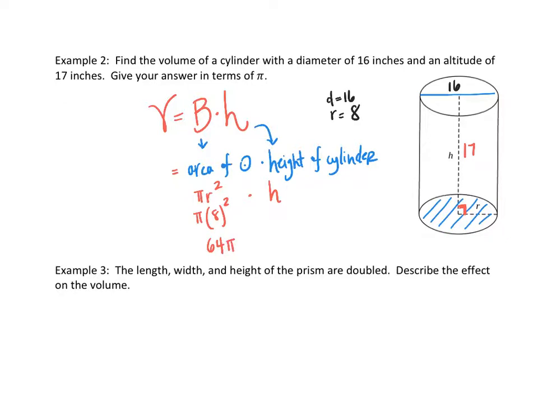So you've been finding area for several sections. So you're not doing anything different. You're still finding that two-dimensional area. And then you're going to multiply it by that third dimension, the height. So in this case, the height of that cylinder is 17. And so you're going to do 64 times 17.